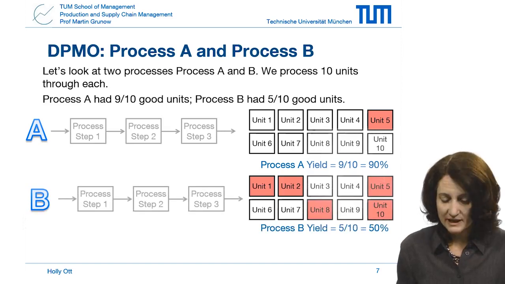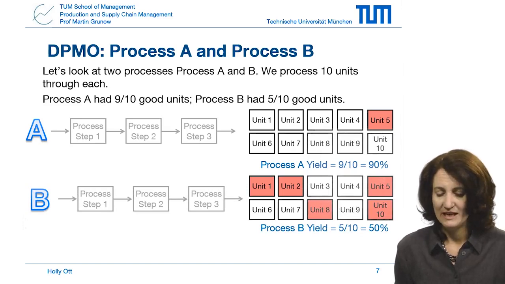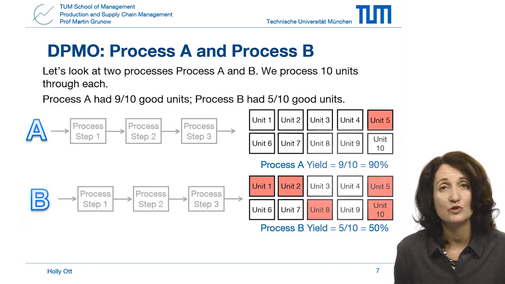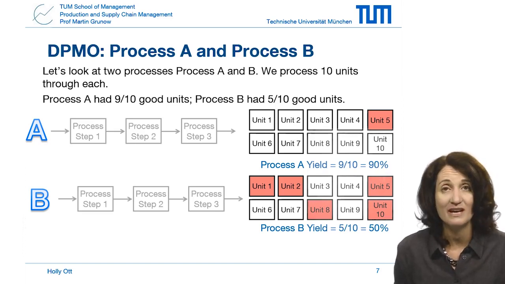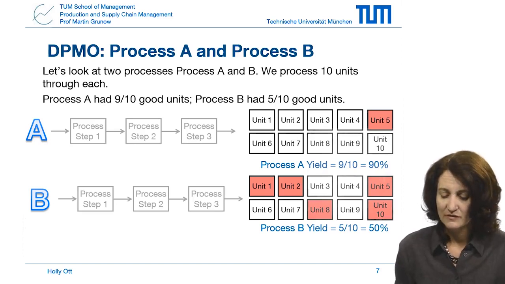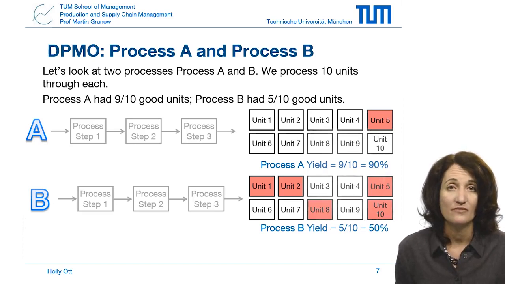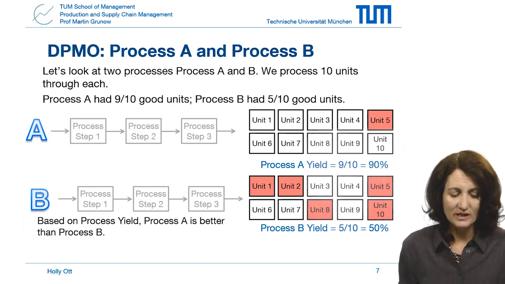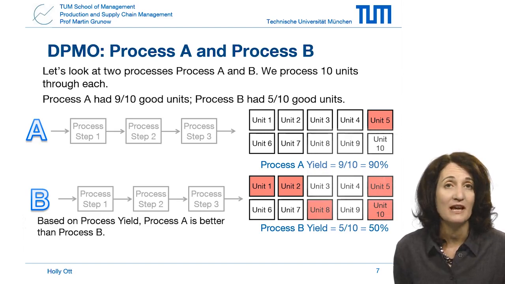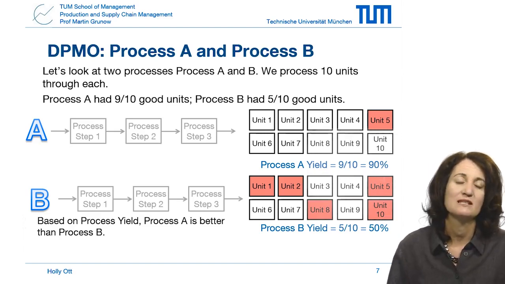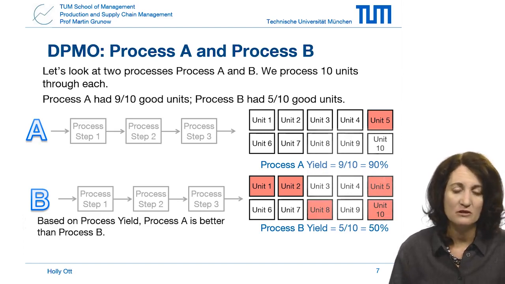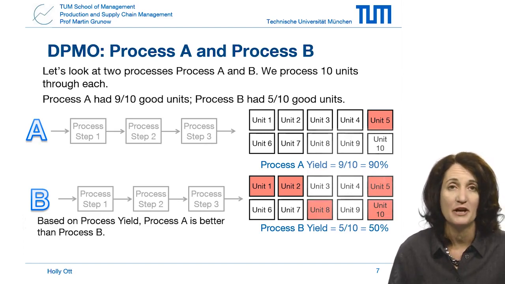For process B, 10 units, and Unit 1, Unit 2, Unit 8, Unit 5, Unit 8, and Unit 10 are bad. So we have only 5 out of 10. So process yield for process B is only 50%. So based on the process yield, you can see process A is better than process B. Maybe they had a different machine. Maybe they used different operators. And you're not sure, the processes should be the same.